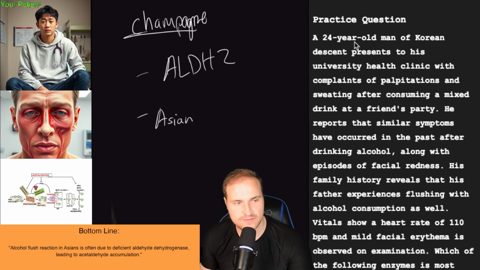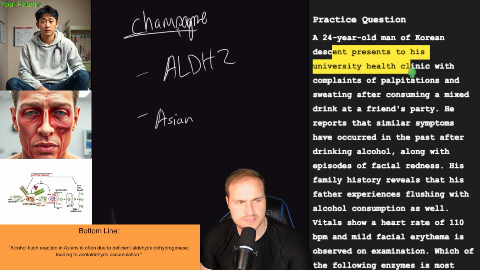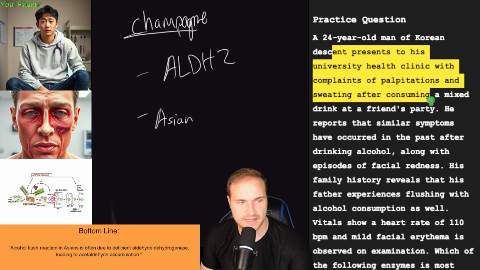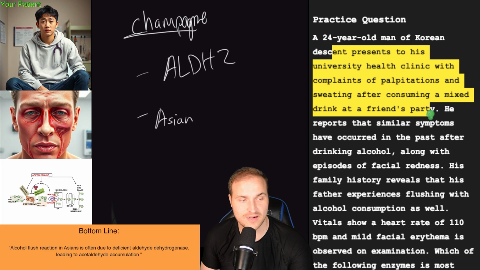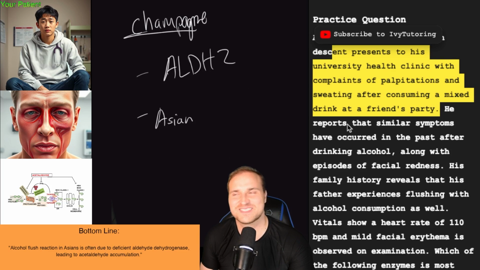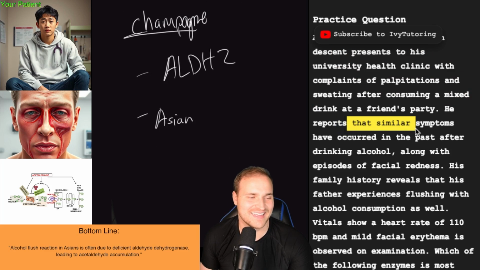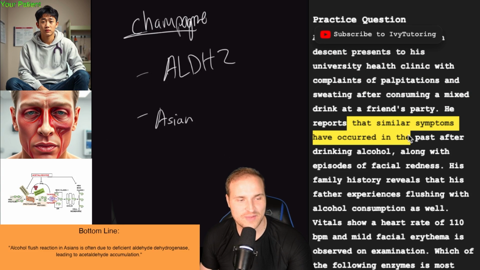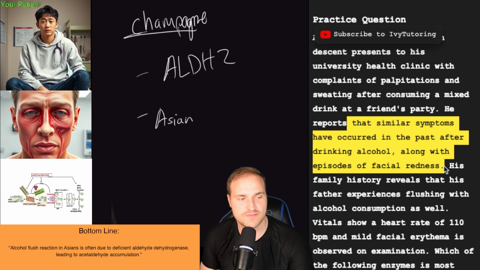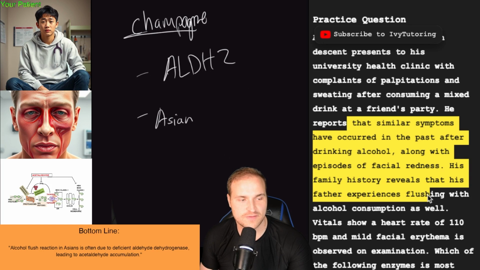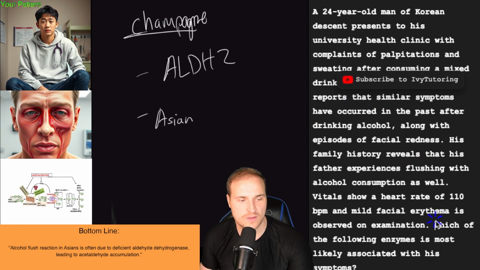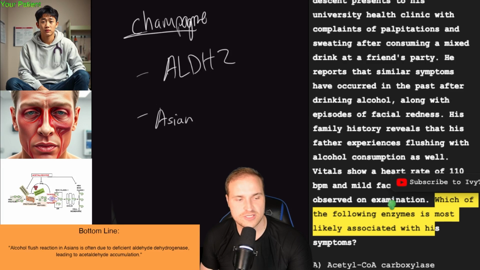All right, in this question, we have a 24-year-old man of Korean descent who presents to his university health clinic with complaints of palpitations and sweating after consuming a mixed drink at his parents' party. He reports that similar symptoms have occurred in the past after drinking alcohol, along with episodes of facial redness. Family history reveals his father experiences flushing as well. Which of the following enzymes is most likely associated with his symptoms?